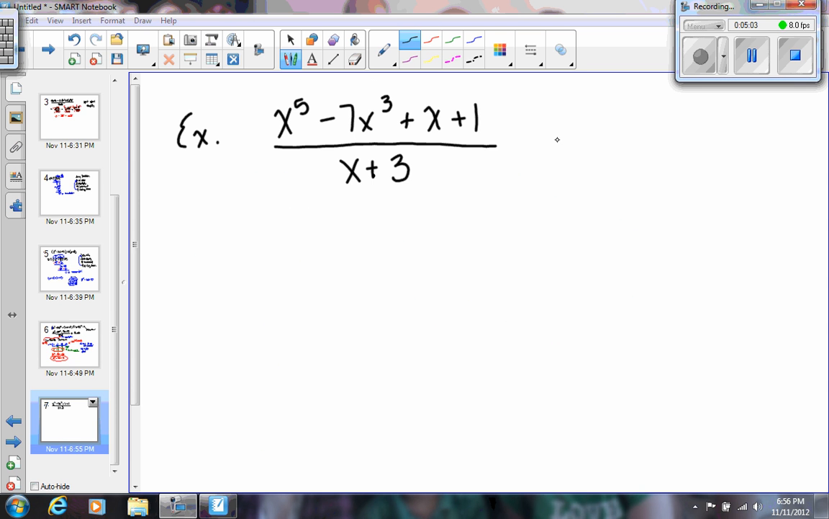We're going to try one more synthetic division. So on this problem, remember we're going to take the opposite. So instead of a positive 3, we're going to put a minus 3.